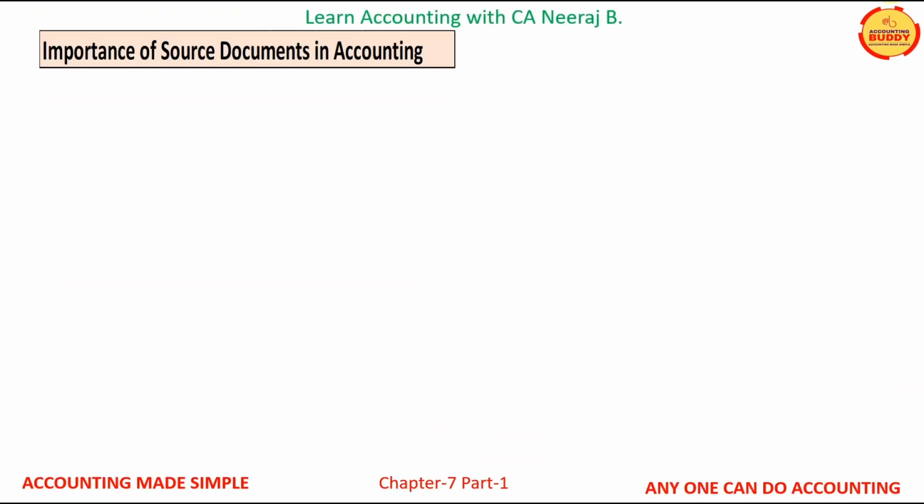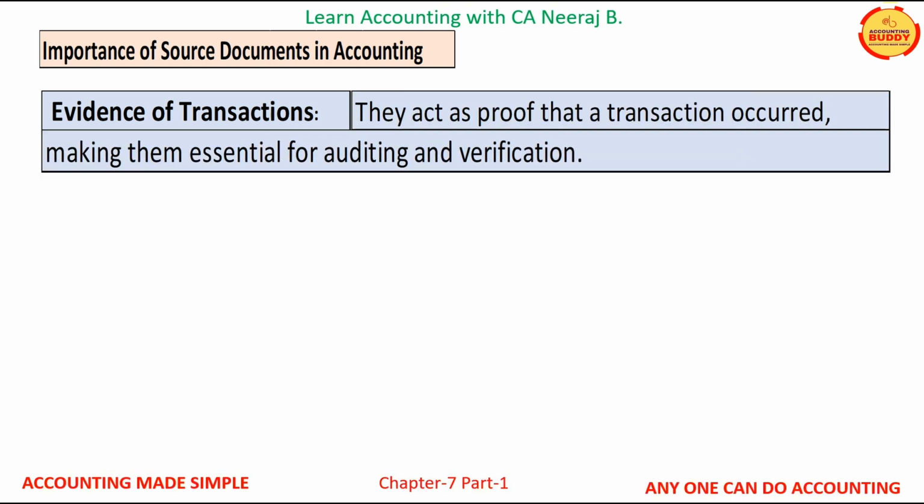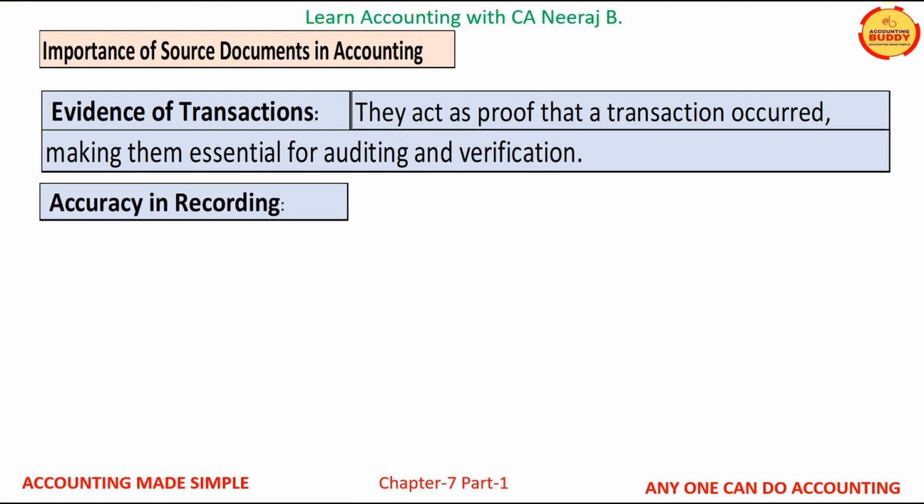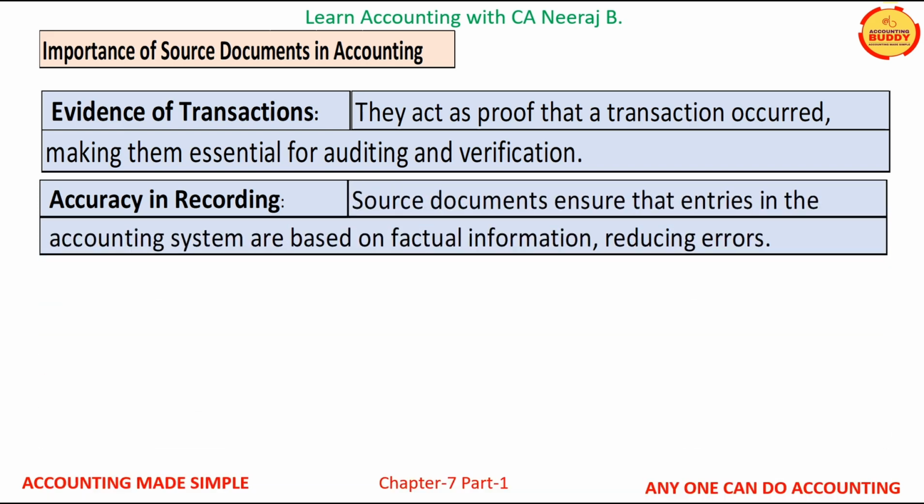Let us now understand the importance of source document. First and foremost importance of source document is that they are the evidence of a transaction. They act as proof that the transaction has occurred, making them essential for auditing and verification. They ensure accuracy in recording a business transaction. Source documents ensure that the entries in the accounting system are based on the factual information, and it reduces the chances of errors. Source document also ensures legal compliance.